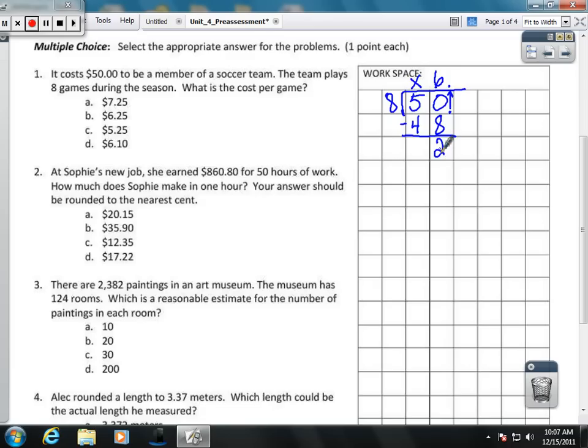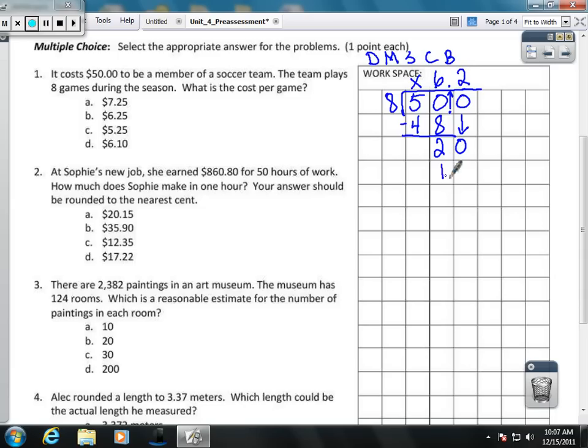And now I compare. 2 is less than 8. And I can bring down. I don't have anything to bring down now, so I'm going to add a 0 and bring it down. And now I start all over. Remember, guys, we're using divide, multiply, subtract, compare, bring down as our little anagram to help us on all of these division problems. So now I say 8 goes into 20 a total of 2 times.